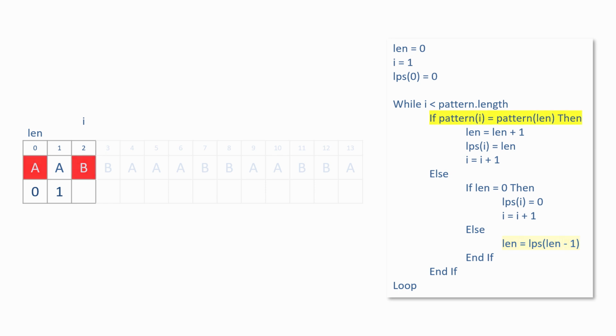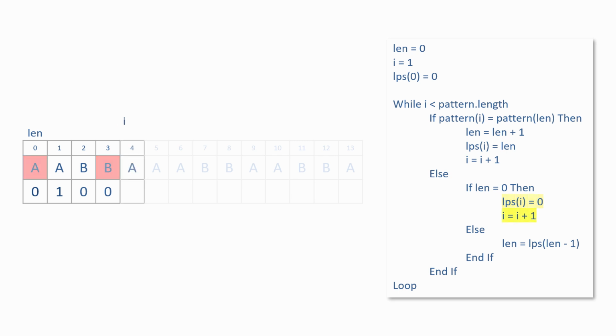We then compare the new pair of characters at len and I to discover that they too are different. The value of len is already 0, so it can't move any further back. It has to stay where it is, giving us an LPS value for this partial match of 0. I is incremented, and the next partial match is under consideration. The characters at len and I are compared and found to be different. As before, len can't move any further backwards, so it stays where it is, and an LPS value of 0 is recorded at position I.